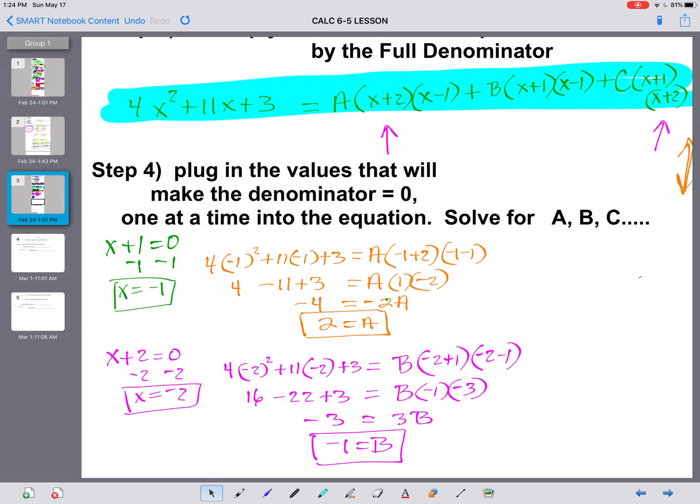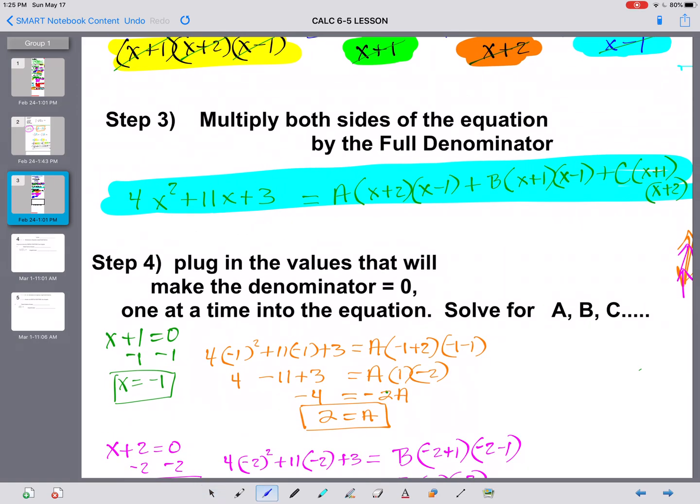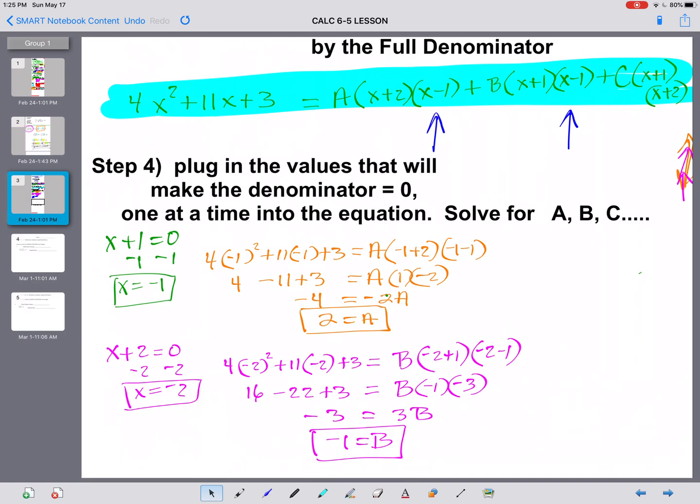I'm plugging that into this equation. This is the equation where I'm plugging that in. x equals 1. I'm plugging it in right in here. Okay, let's get that out of there, that out of there. Now, okay, here it is. It's going to be 4 times 1 squared plus 11 times 1 plus 3 equals, now notice, when I plug 1 in here, I get 0. So there's no A's, there's 0 A's. When I plug 1 in here, I get 0. There's 0 B's. There's only going to be C's on this one.